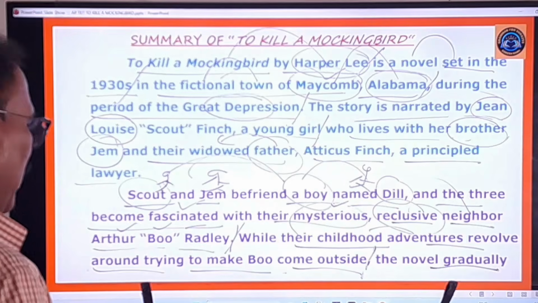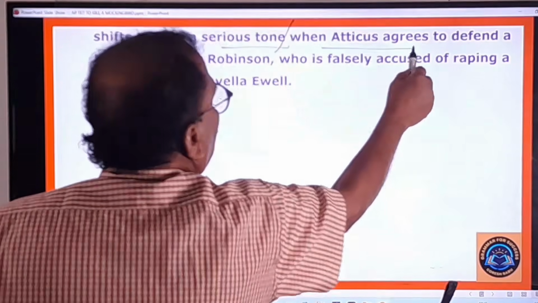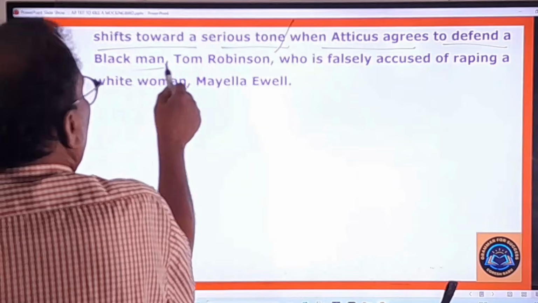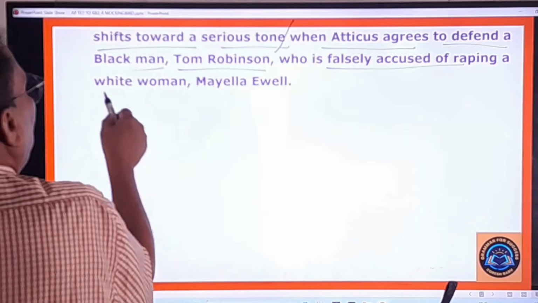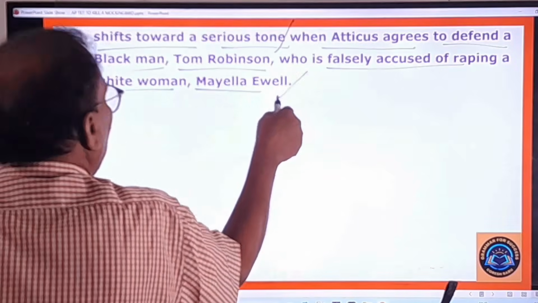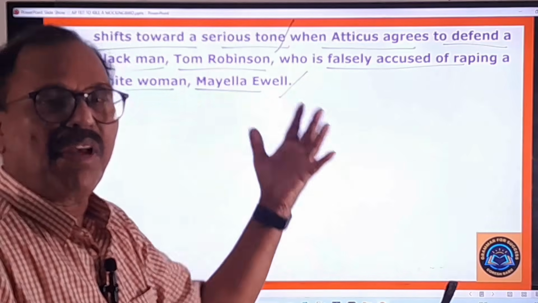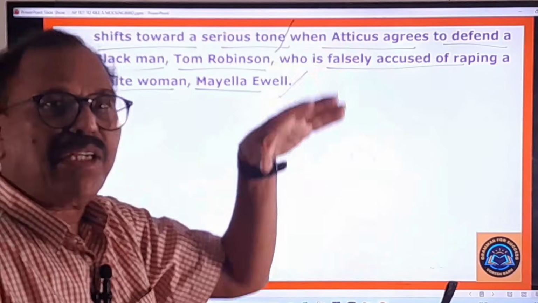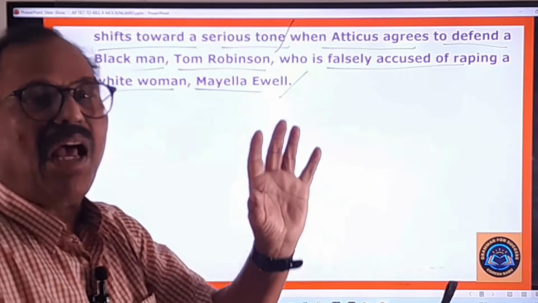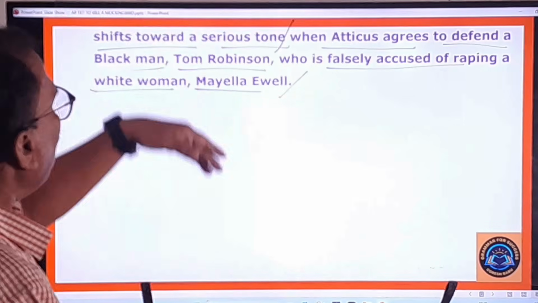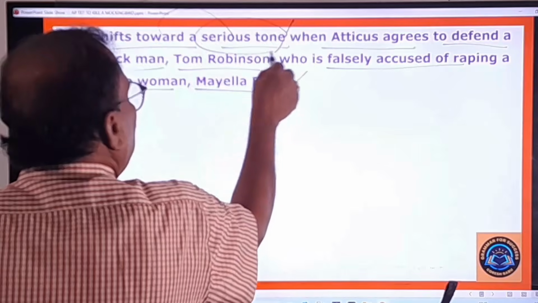The novel gradually shifts towards a serious tone when Atticus agrees to defend a black man, Tom Robinson, who is falsely accused of raping a white woman, Mayella Ewell. On one hand, the young children Jem, Scout and Dill were trying to bring this reclusive neighbor, Arthur Boo Radley, out of his house. So here, the story moves forward and acquires a serious tone.